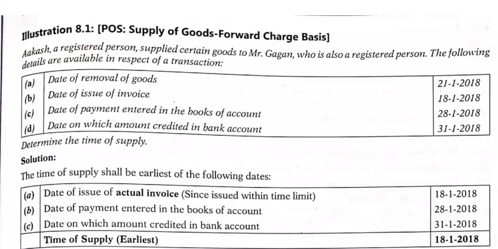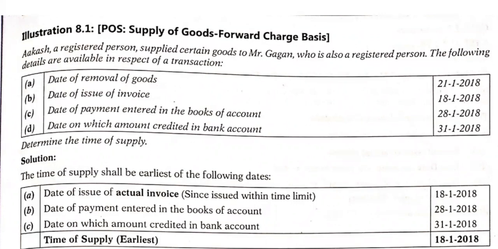Akash, a registered person, supplied certain goods to Mr. Gagan, who is also a registered person. The following details are available in respect of transactions. There are two parties. One is a supplier, his name is Akash, and second is the recipient, his name is Gagan. There are some transactions they are told.